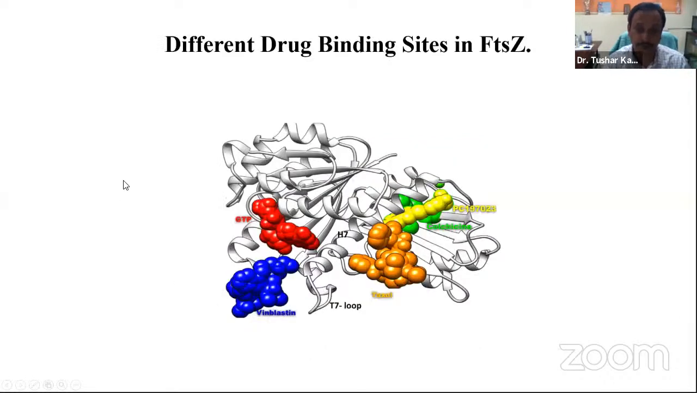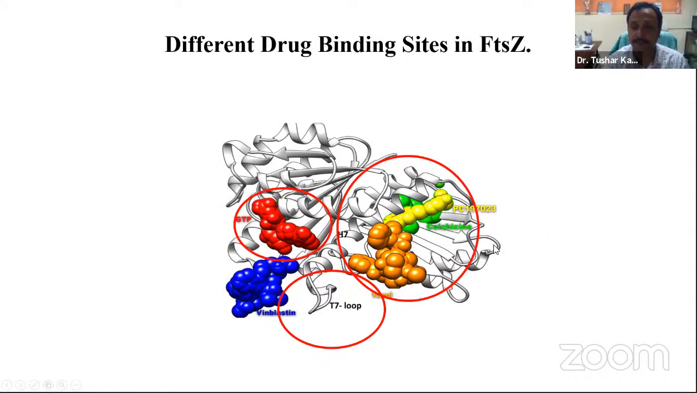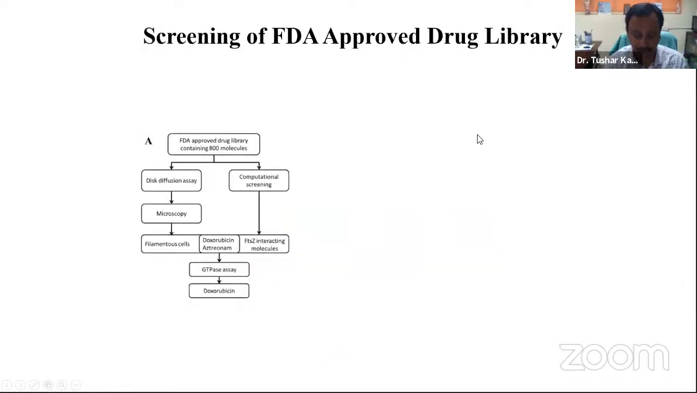And these are three different drug binding sites. If you look into the literature, there are at least 150 to 200 papers describing groups of small molecules which can interact with FtsZ. They generally interact with three different sites. One is the GTP binding site, one is the T7 loop, and one is in the interdomain cleft. So there are three different binding sites characterized within FtsZ, and I'll tell you about that later.